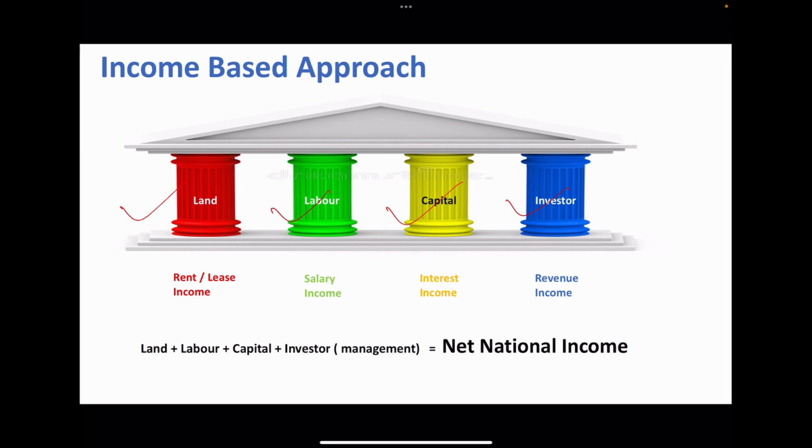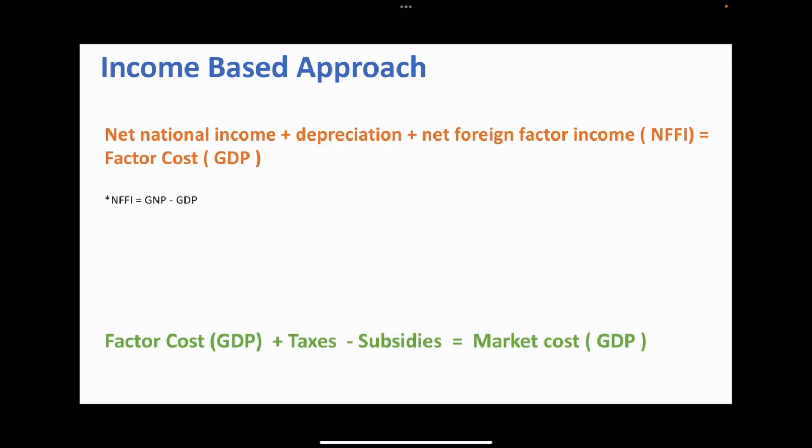the net national income. And this net national income, when added to the net foreign factor income and adjusted for depreciation, gives us something called the factor cost GDP. If you remember, NFFI is GNP minus GDP, which we talked about earlier in the slides. Depreciation, as you know, is logically the reduction in value of finished goods due to defects or loss or breakage or pilferage, etc.